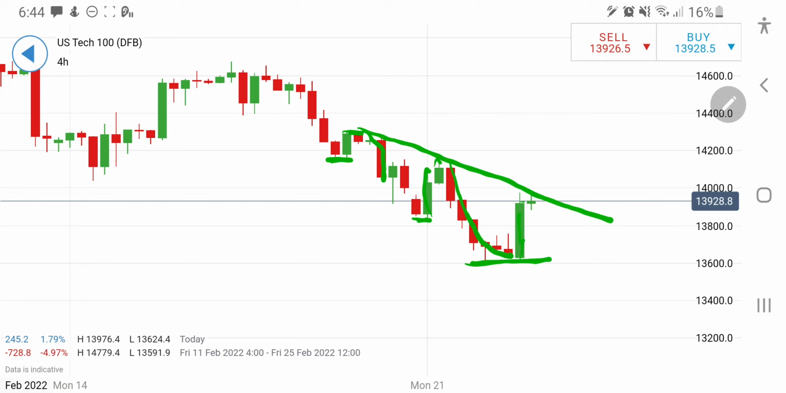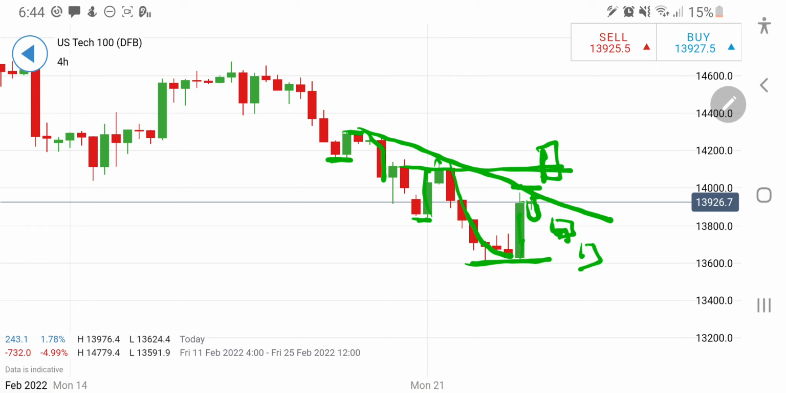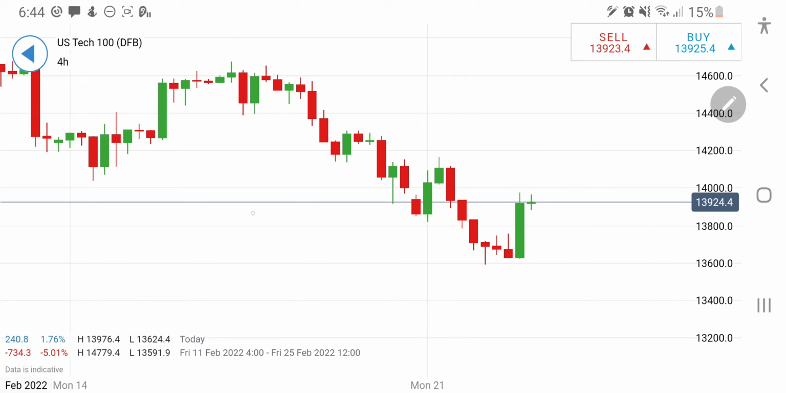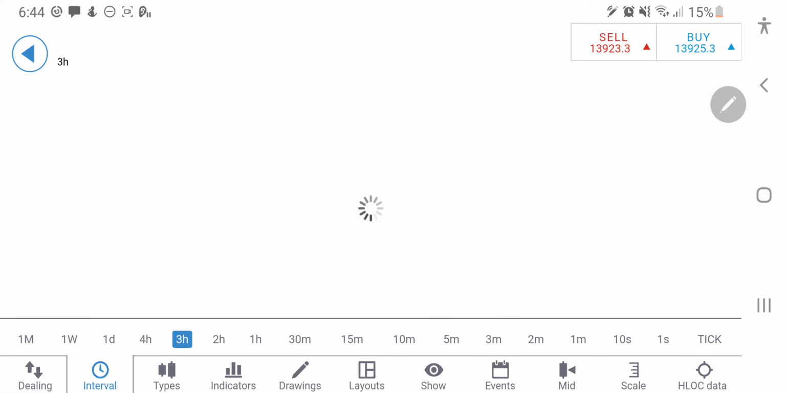Also remember, till the time it remains below 14,000 levels, I expect it to continuously drop again. Probably we might see red candles again in series. If it remains bearish, we can expect it to drop further. But once it breaks 14,000 levels, definitely it will try to hit 14,100 and 14,150 levels. Beyond that, it will trade extremely bullish. So once it breaks 14,000 levels, definitely it will act bullish. Now this is on the 4-hour charts.